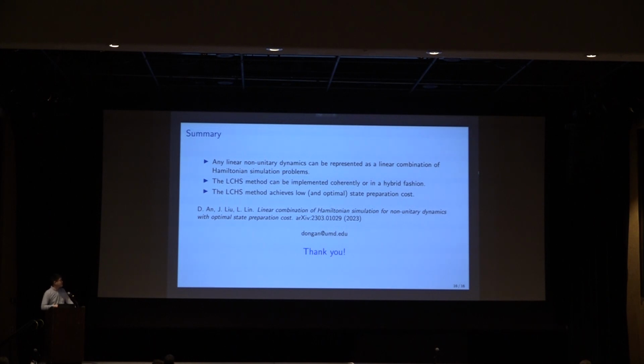Okay, I would like to conclude that today I talked about the linear combination of Hamiltonian simulation approach. The key observation we have is that any linear non-unitary dynamics can be represented as a linear combination of Hamiltonian simulation problems. This makes us believe that it might be promising for quantum simulation to be useful even for problems beyond Hamiltonian: just do multiple quantum simulations and combine them together. We also discussed how to implement the algorithm by quantum subroutine or in a hybrid randomized fashion, and our algorithm can achieve a low state preparation cost.